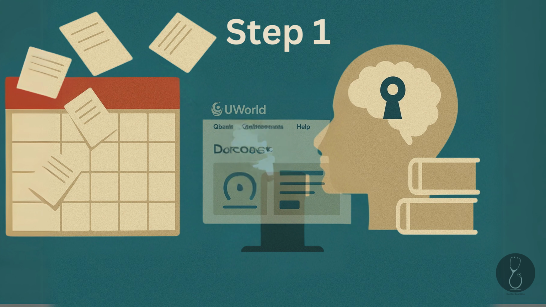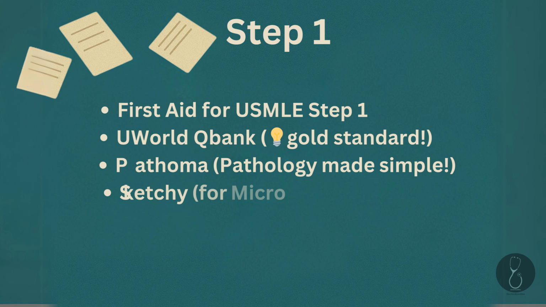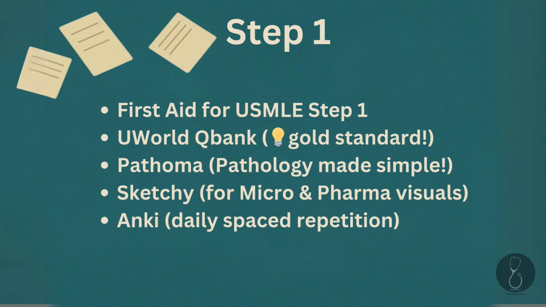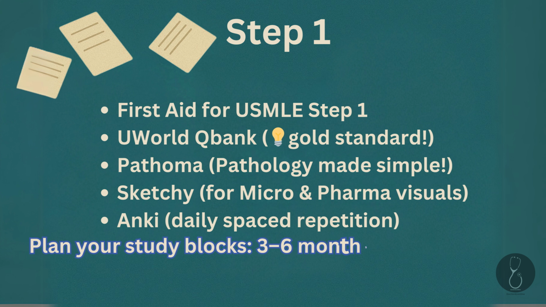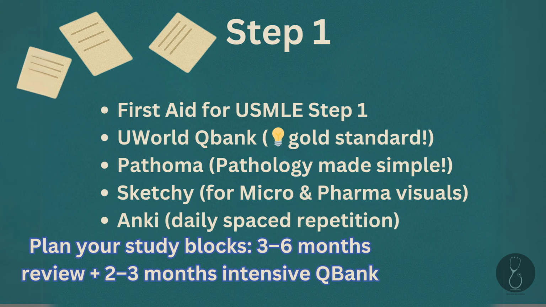Top resources. First Aid for USMLE Step 1. UWorld QBank, gold standard. Pathoma, pathology made simple. Sketchy, for micro and pharma visuals. Anki, daily spaced repetition. Plan your study blocks, 3 to 6 months review, plus 2 to 3 months intensive QBank.